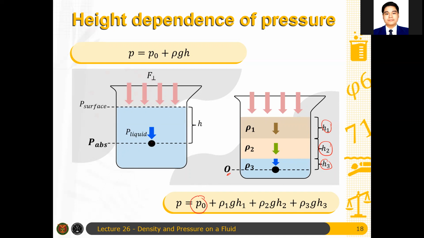So you have the pressure at the surface, P naught, plus the pressure from the surface towards the bottom of the first fluid, which is rho 1 g H1, plus the pressure from the top to the bottom of the second fluid, which is rho 2 g H2, and so on. That's all there is to it. So the point here is that pressure is an additive scalar quantity. Okay? Questions? None. Okay, sige.